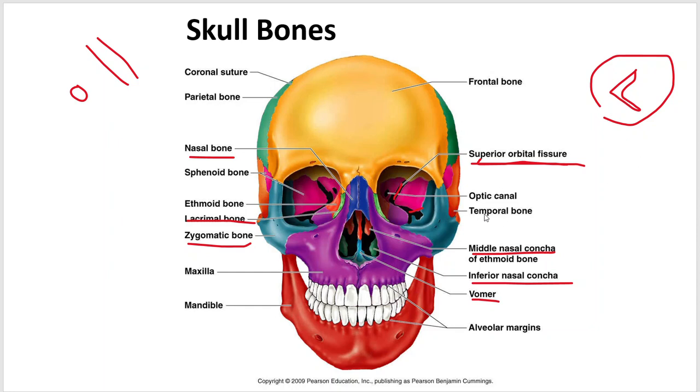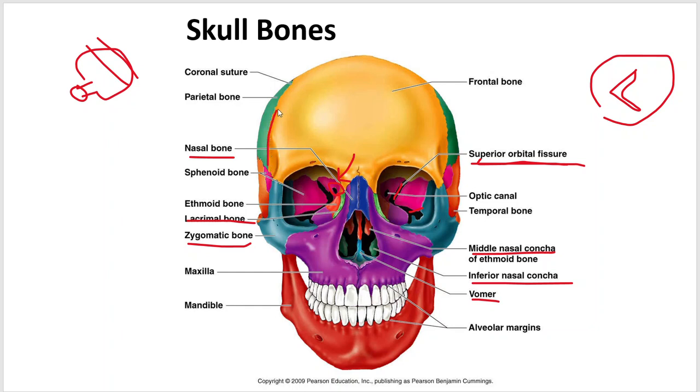Let's see. Optic canal. Let's make sure it's not on there. Well, it is on there. Okay. So this little thing right here, medial to the superior and inferior orbital fissure, is going to be the optic canal. That's actually the hole that the optic nerve comes in to attach to the back of the eye.